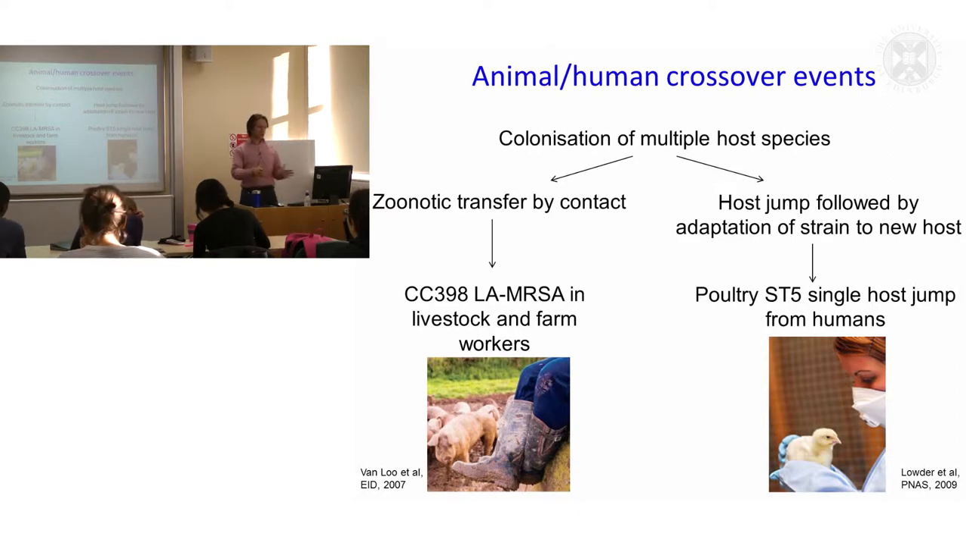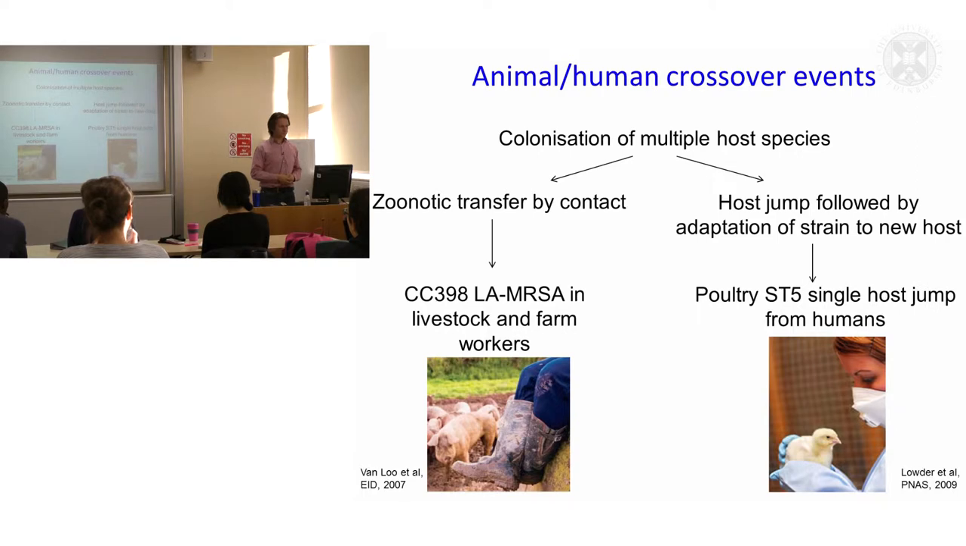So there's a couple of hypotheses for this. It may be due to zoonotic transfer, so maybe one strain is very, very good at causing infections in multiple hosts. But typically that might be a single episode of infection in the new host. Or you can have a host jump event followed by adaptation to the new host species, and then onward transmission to other members of that new host species.